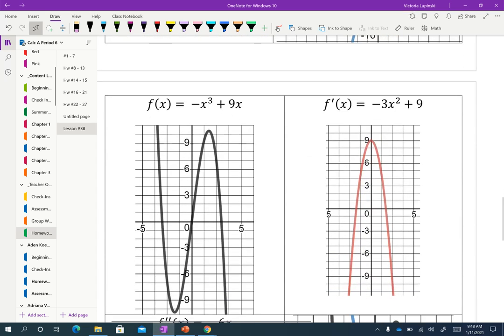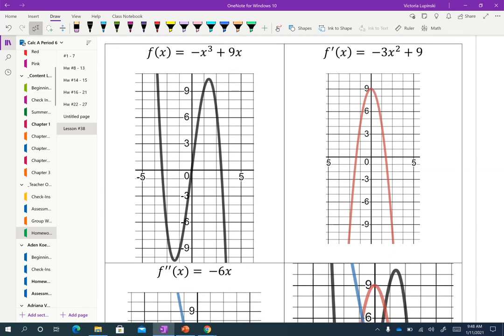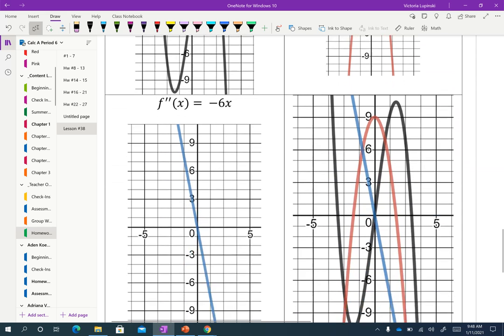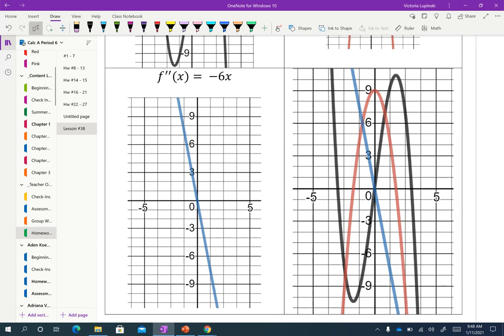Let's try another one. Again, we're going to be using 3 different graphs, first independently, and then they're all together on the final slide there. A little bit more complicated. So we started off in the first box with negative x cubed plus 9x. This is, of course, a polynomial, a nice smooth curve. The end behavior is up, down. Take the derivative, you get negative 3x squared plus 9, which is a quadratic that faces down. And then take the derivative again, and you're going to get a linear function of negative 6x.